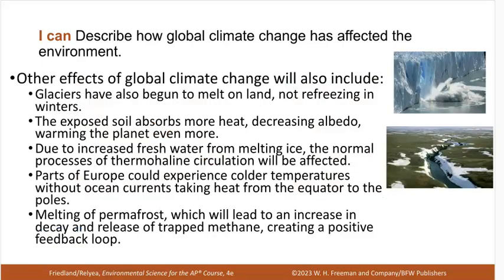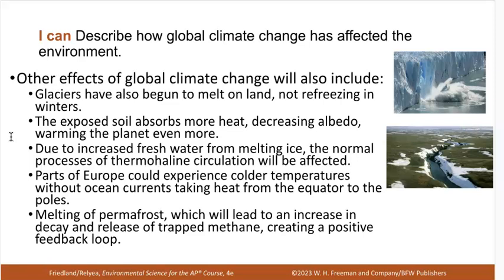All right, other effects of global climate change include glaciers have begun to melt on land and not refreezing in the winters. The exposed soil underneath those glaciers absorbs more heat, decreasing albedo, warming the planet even more. Due to increased fresh water from melting ice, the normal process of thermohaline circulation, so ocean circulation by densities, is going to be affected because ice is cold and it's fresh water, which is going to influence the densities.